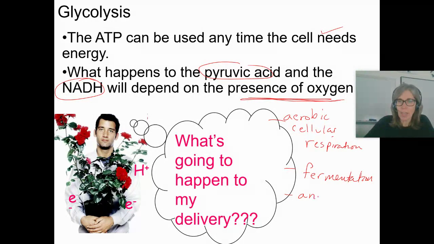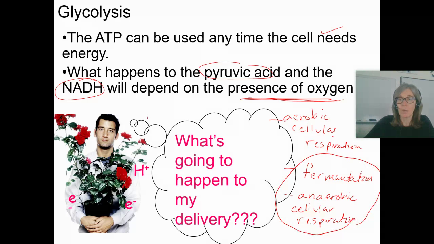Other organisms do anaerobic cellular respiration. Both of these processes, fermentation and anaerobic cellular respiration, you need no oxygen. For this one, aerobic, you need oxygen. So what happens to the half of glucose and to the NADH depends on whether you have oxygen or not. If you've got oxygen, maybe you'll do aerobic cellular respiration. If you don't, maybe you'll do fermentation or some type of anaerobic cellular respiration.